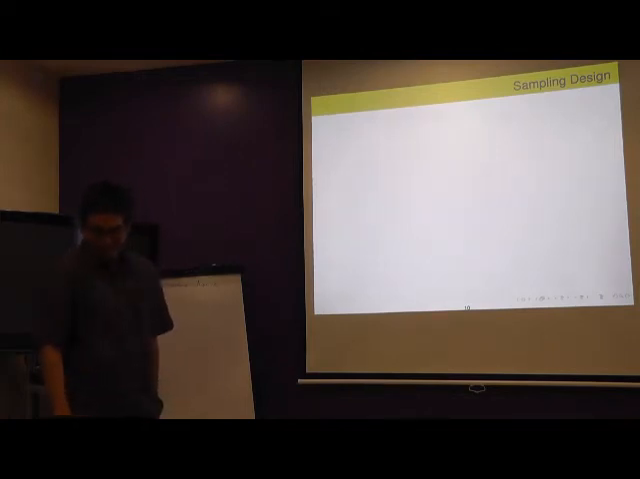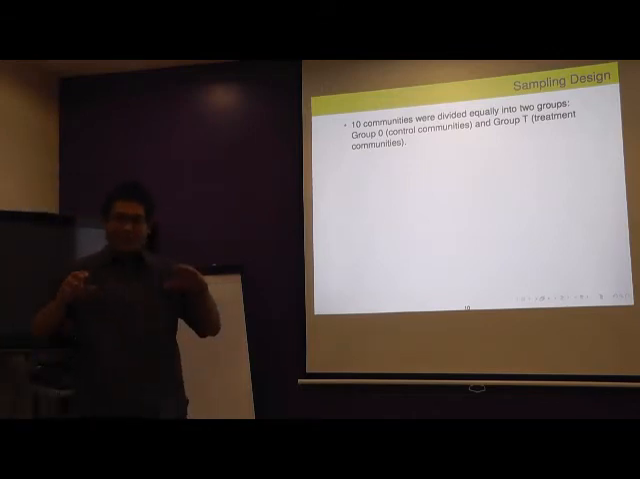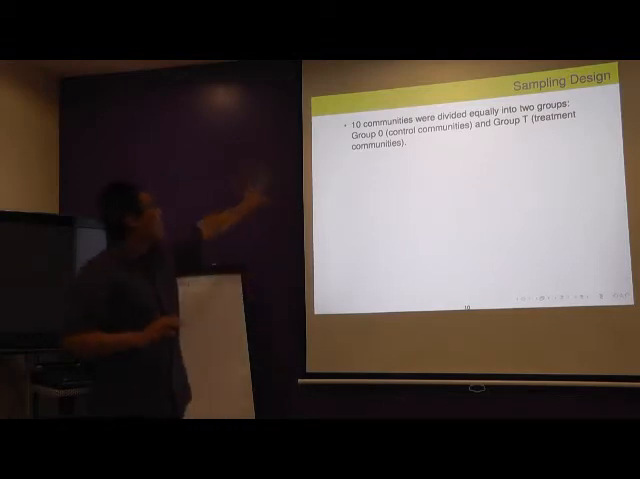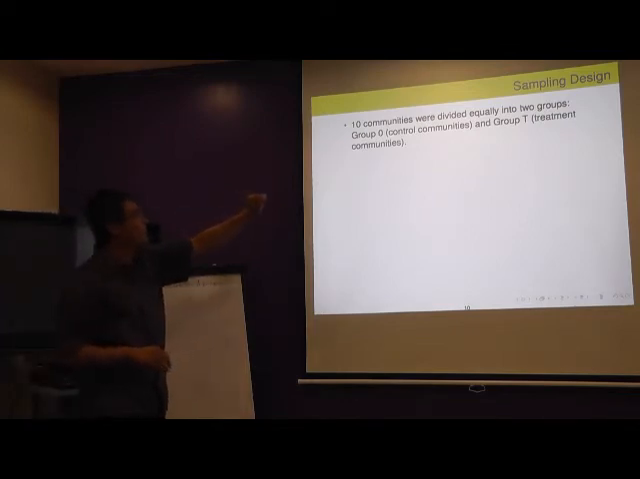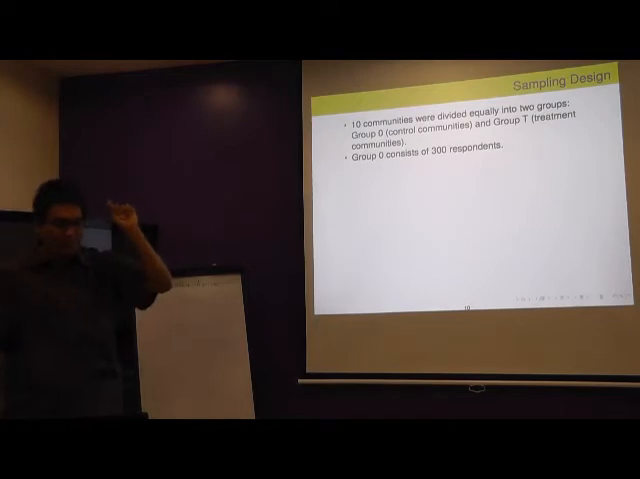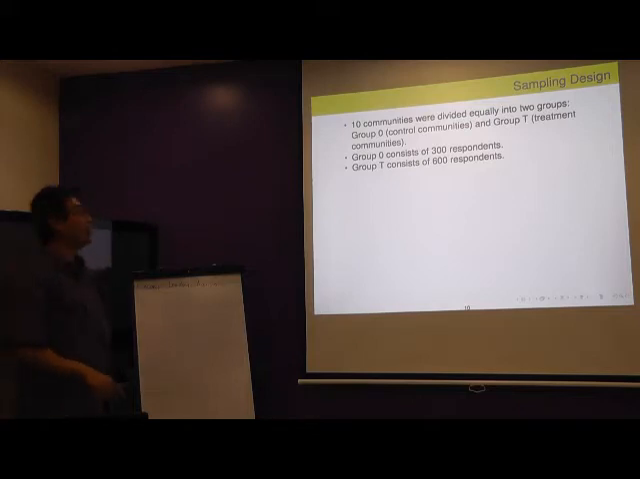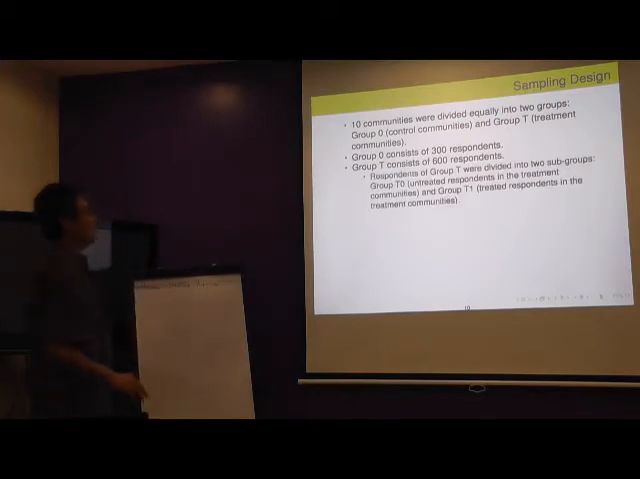Okay, this one is the most important thing. So, I choose 10 communities. Communities here is a rukun warga. I don't know the term in English. Do you understand what I mean by rukun warga? Yeah. So I choose 10 communities, and then we divide them equally into two groups. The first group is the control communities, 5 communities, and then the treatment group. Group 0 consists of 300 respondents, meaning 300 divided by 5 is 60 from each community. While the other group, the treatment group, consists of 600 respondents. This is the important thing.